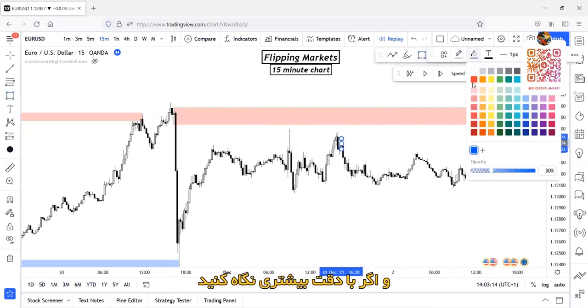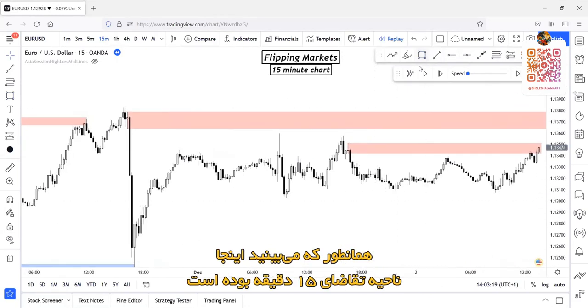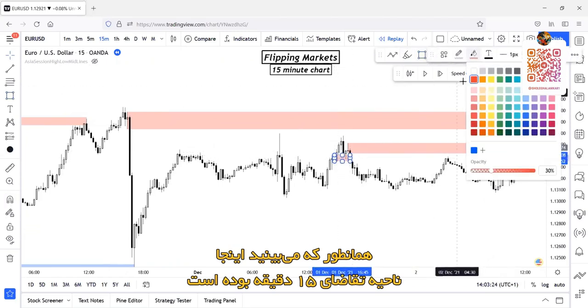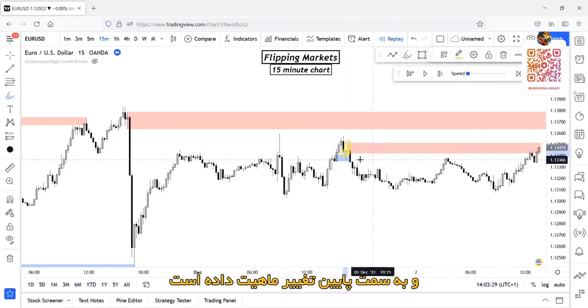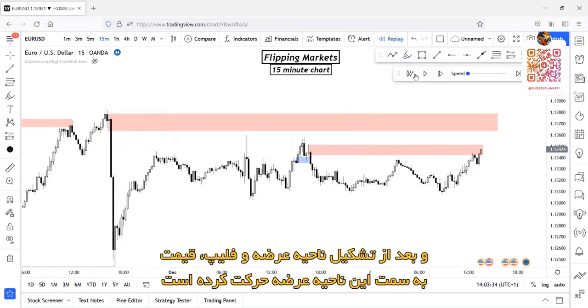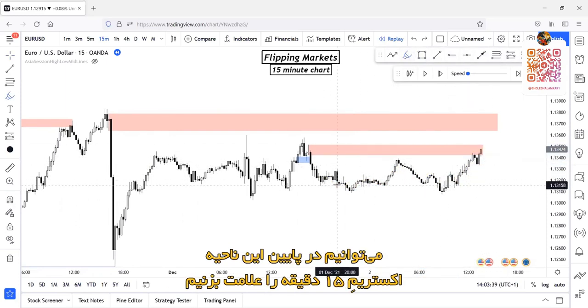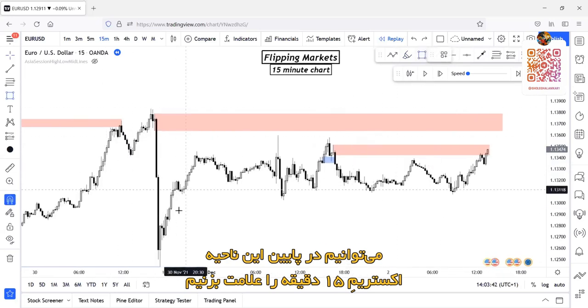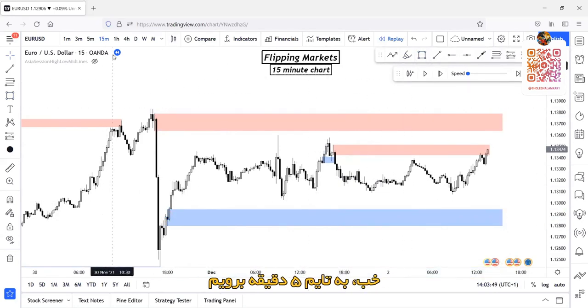And actually, if you take a closer look, this is a flip zone also. So as you can see, we had this 50-minute demand zone right here. And this supply zone flipped that demand zone and changed character to the downside. And price, after the flip and change of character, started to levitate back up to this supply zone. And currently, price is in that supply zone. So yeah, that's for the 50-minute. Actually, we can mark this extreme demand zone down here if we want to.